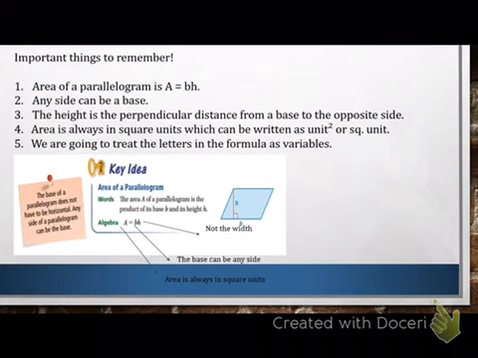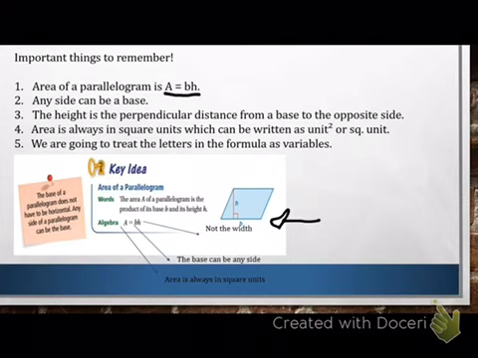Now, when finding area, there are several things that I think are important for us to remember. One, obviously, we need to know our formulas. So you might want to start yourself a set of flashcards or just commit these to memory. You do need to know that the area of a parallelogram is base times height. That's extremely important. You also need to know that any side can be a base. So don't limit yourself to thinking it's always going to be the one on the bottom. That's not necessarily true. Any side can be a base.